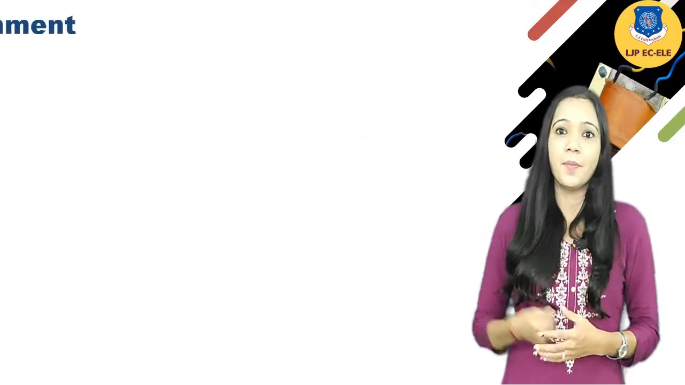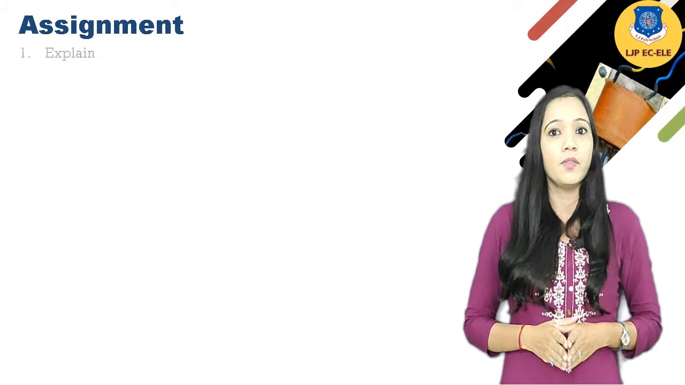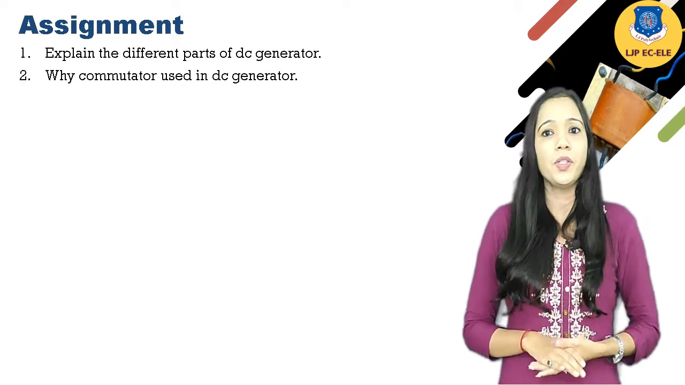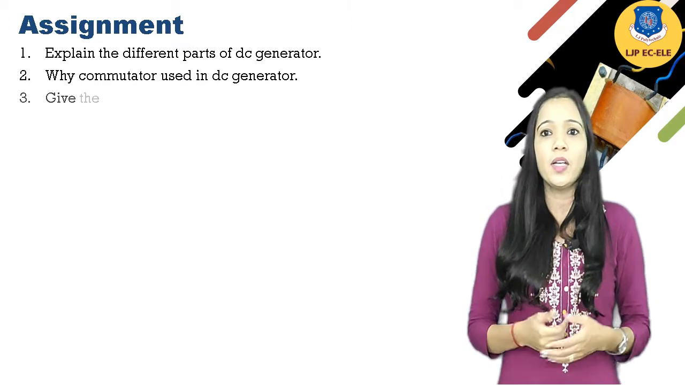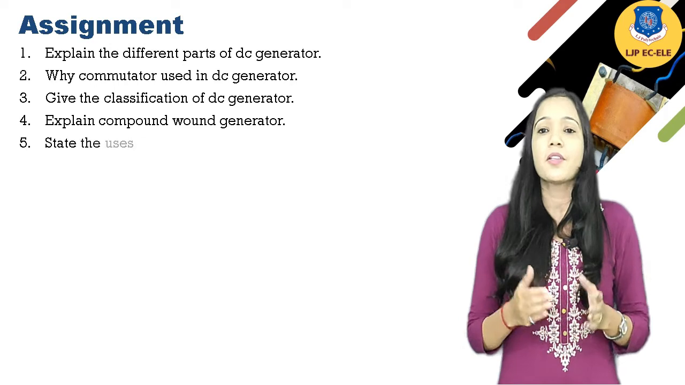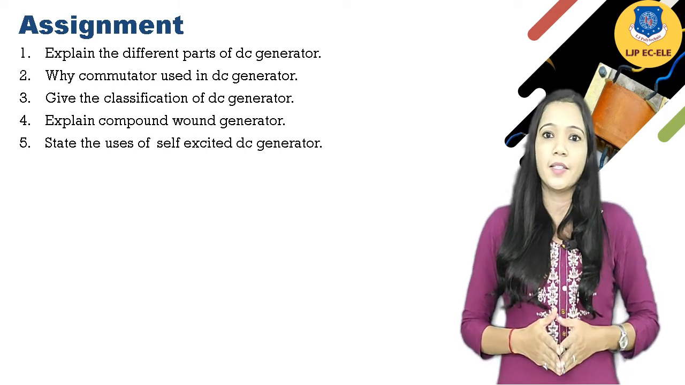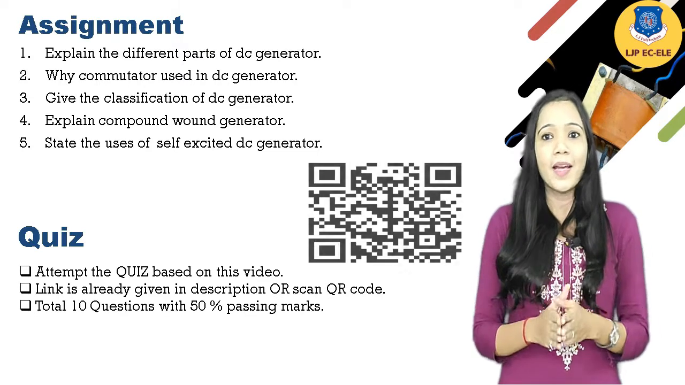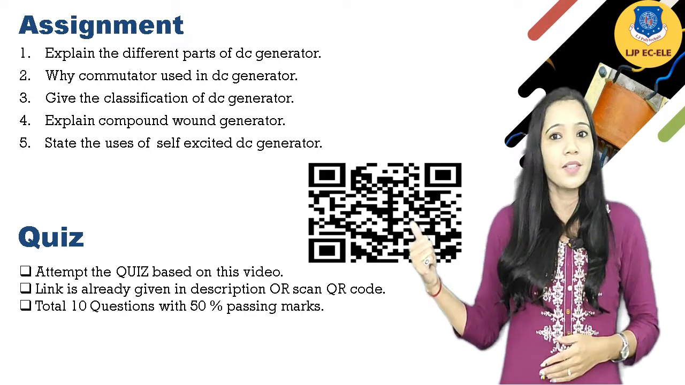Here are the assignment questions related to the video. Explain the different parts of DC generator. Why is a commutator used in DC generator? Give the classification of DC generator. Explain compound wound DC generator. State the use of self-excited DC generator. And you can also solve the quiz by scanning the QR code which is given.